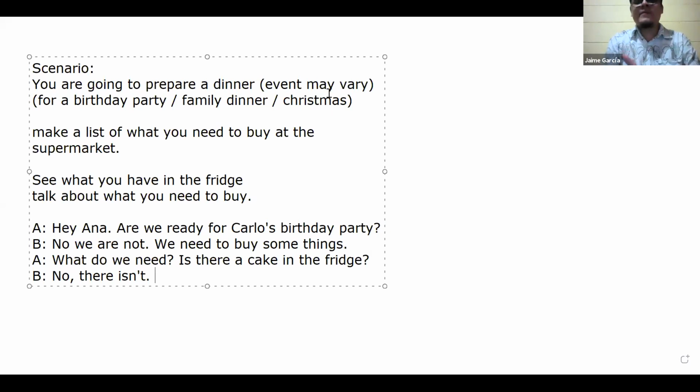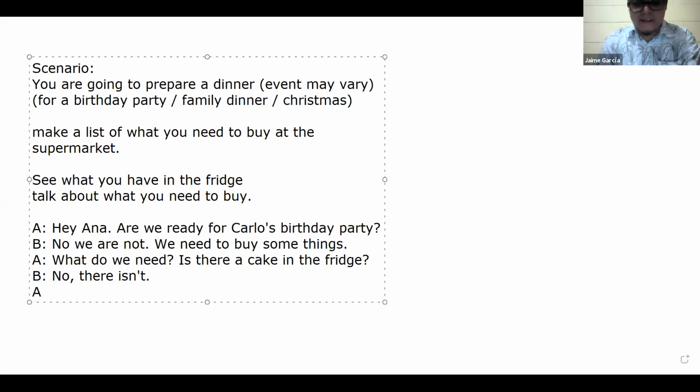So you're going to say what you're going to celebrate. If it is a birthday, if it is a family dinner, if it is for Christmas, you decide. So you need to prepare a conversation, and you need to use the structure in the conversation. As you can see: Hey Anna, are we ready for Carlos' birthday party? No, we're not. We need to buy some things. What do we need? Is there a cake in the fridge? No, there isn't.